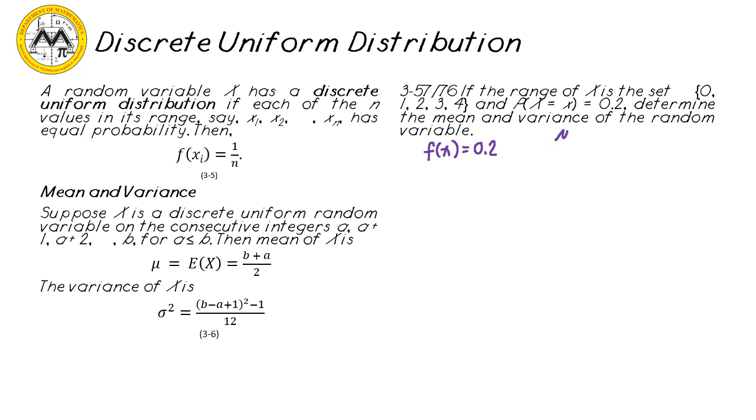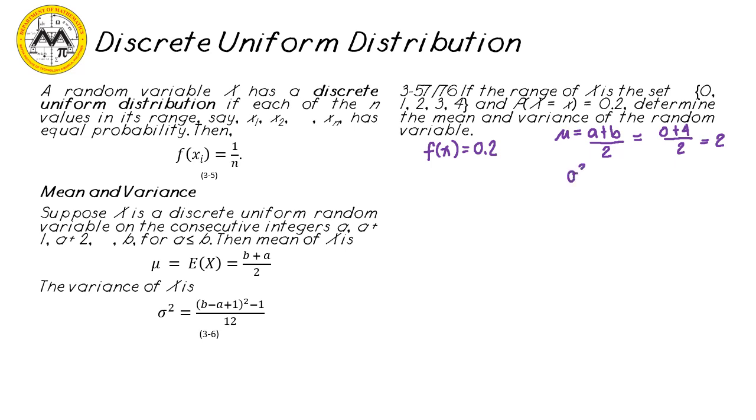The mean is equal to a plus b over 2. So that is 0 plus 4 over 2, equal to 2. You can check this using the listing of all the probabilities and computing for the expected value of x, which is just the same.